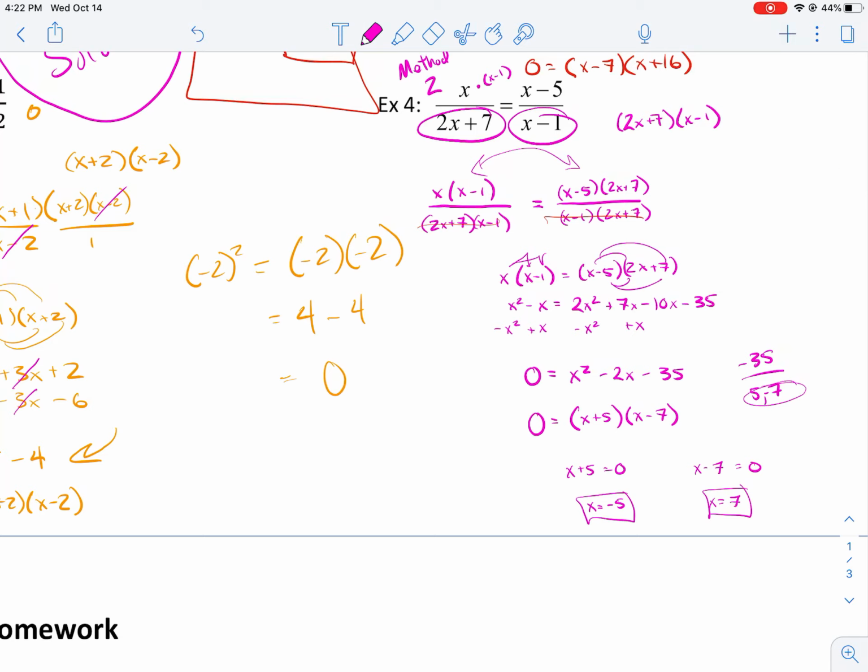But it looks like, in this case here, okay, you can put a negative 5 for an x, you're still good. Put a positive 7 in there for x, you're still good. And so these solutions are A-okay.